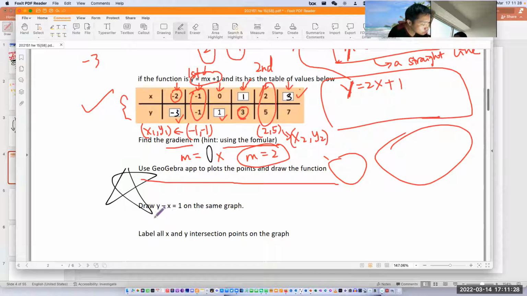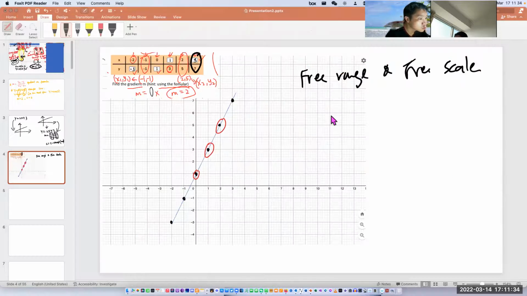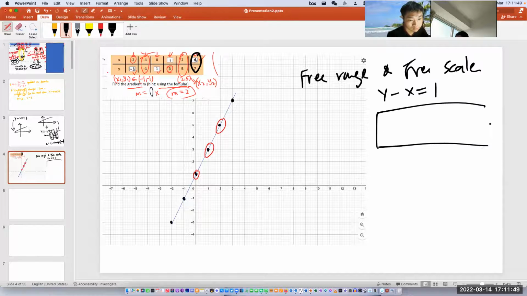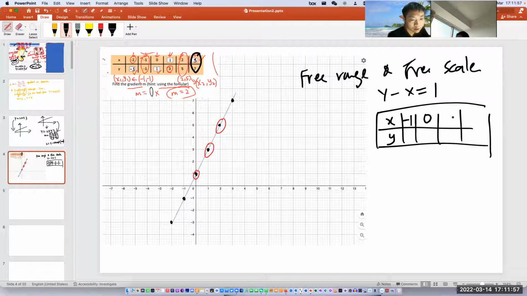Okay. Now draw this on the graph. y minus x equals to 1. How do you draw y minus x equals to 1? Simple. How do you draw a straight line just now? Give yourself a table of x and y values. Okay. So -1, 0, 1, 2. Why I choose -1, 0, 1, 2? Free range, free scale. Because they never say anything. I choose my range, I choose my scale.